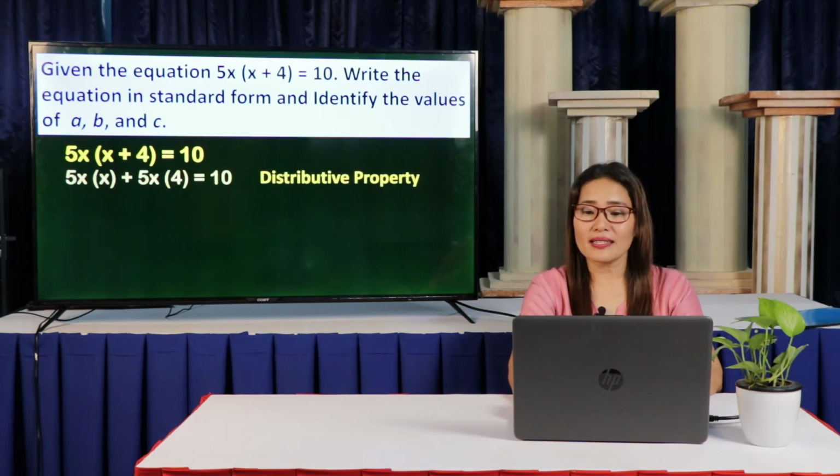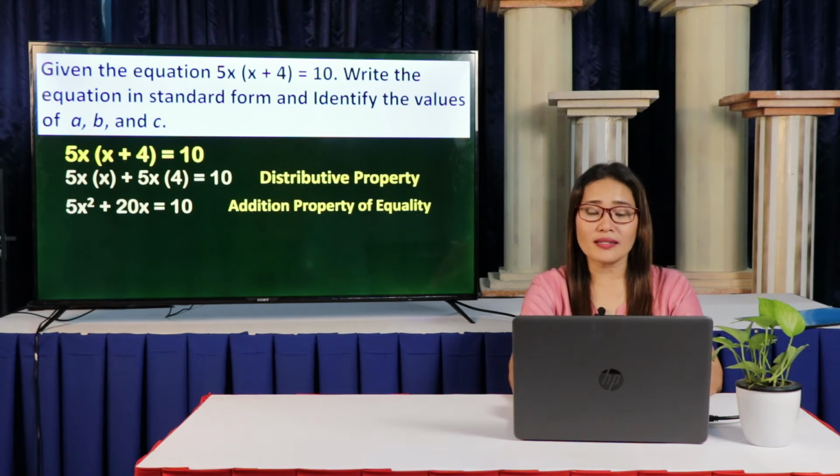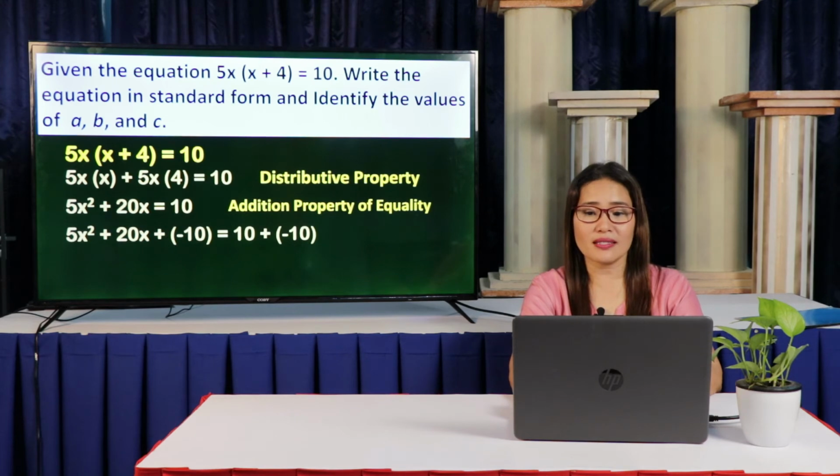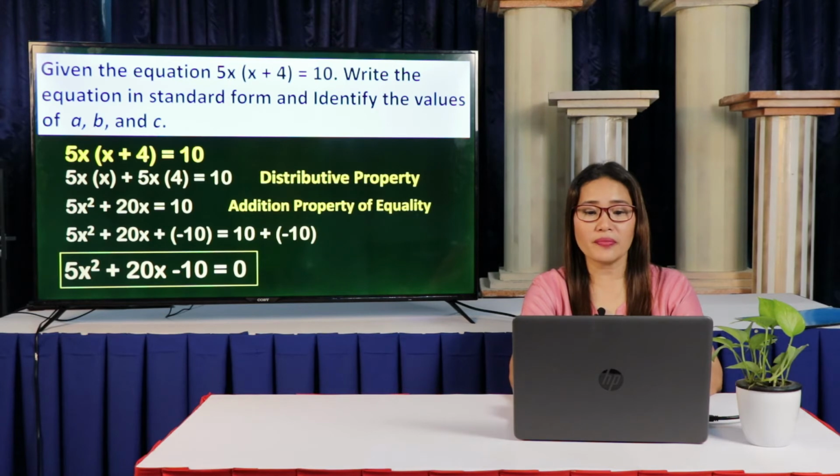So 5x times x is 5x squared and 5x times 4 is 20x equals 10. Then use the addition property of equality to make one side of the equation 0. So add negative 10 to both sides. Then simplify. That makes the equation in standard form 5x squared plus 20x minus 10 equals 0. And the value of a is 5, b is 20, and c is negative 10.